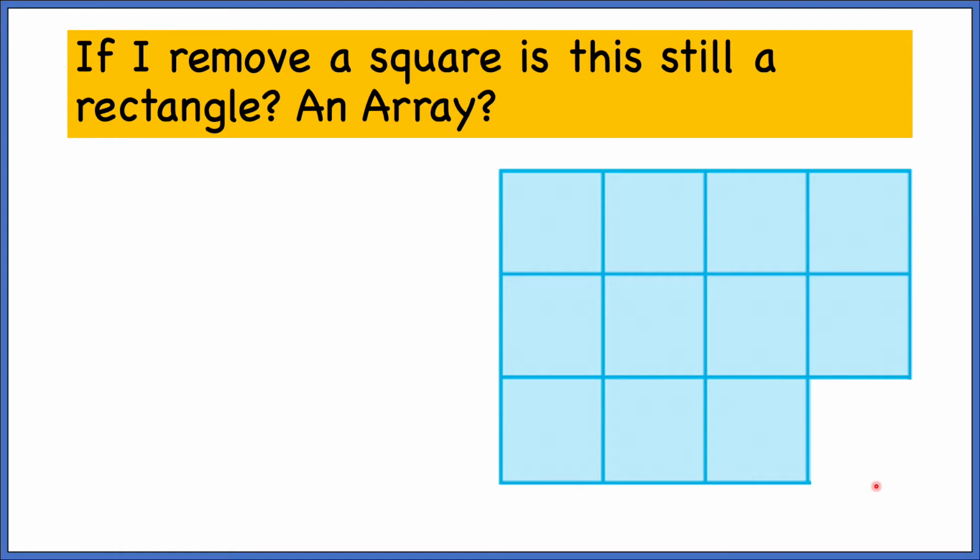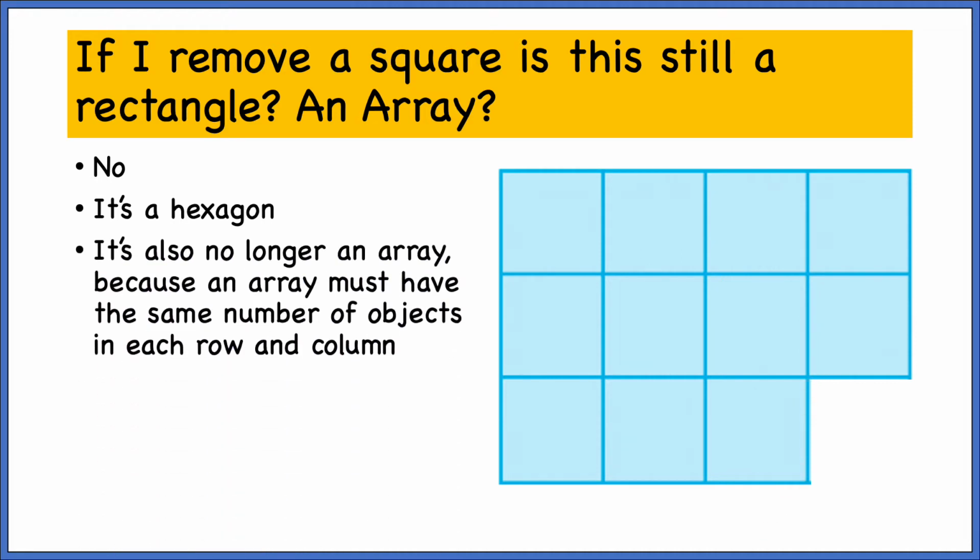If I remove a square, is this still a rectangle? Is it still an array? No, it's a hexagon now, right? It's got 1, 2, 3, 4, 5, 6 sides, and 1, 2, 3, 4, 5, 6 angles. It's also no longer an array because an array must have the same number of objects in each row and column.